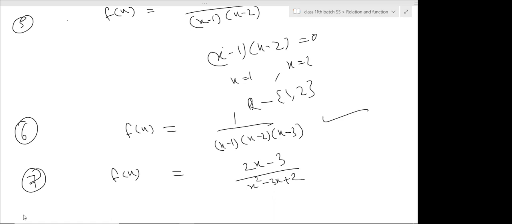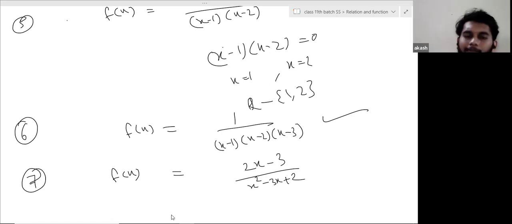All real numbers except 1 and 2. How can we solve this? So I put the value of 2x minus 3 upon x square minus 3x plus 2 equals to 1 upon 0.